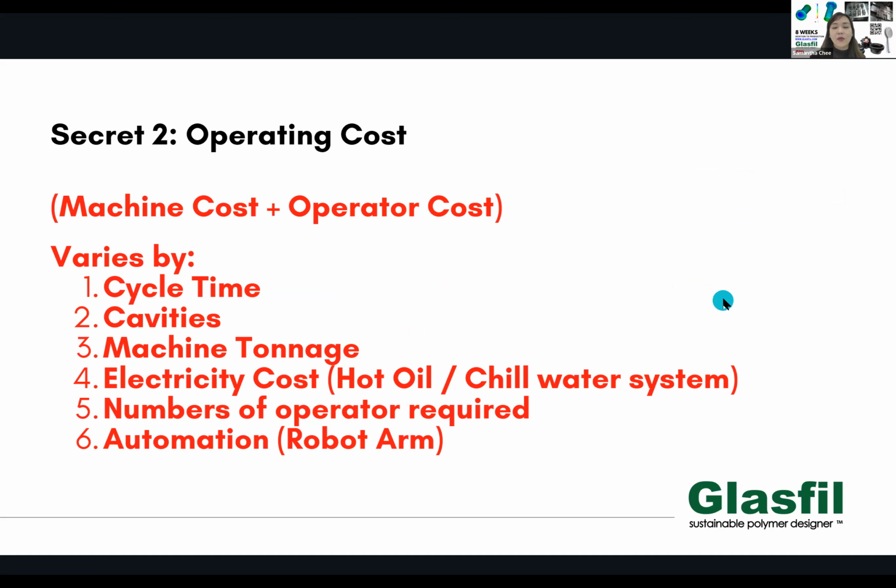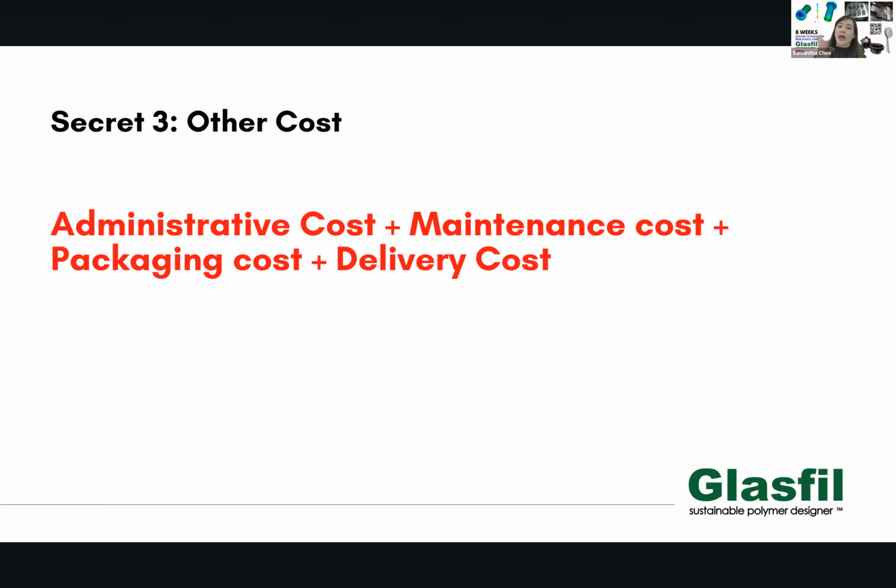Okay, so next, the third cost that is going to vary would be the administrative cost, maintenance cost, packaging cost, and the delivery cost. Imagine that today you're going to deliver this to the US. Definitely, you have a very huge delivery cost, right? Compared to you just sending it out to your neighbor. Packaging cost as well, because some of the products that we produce require very sophisticated packaging. You want it to be anti-scratch, anti-bumping, packed in a way that is safe for delivery. That actually adds up to the product cost, right?